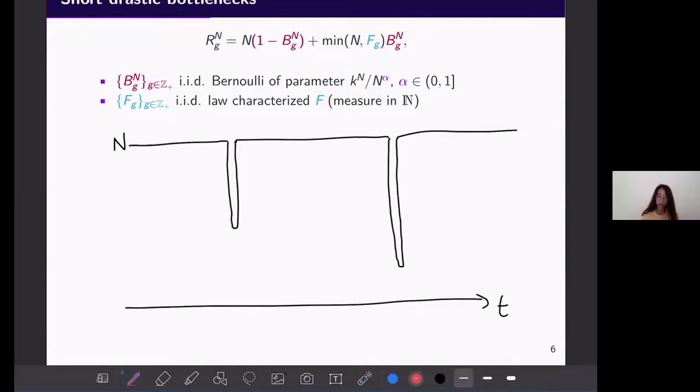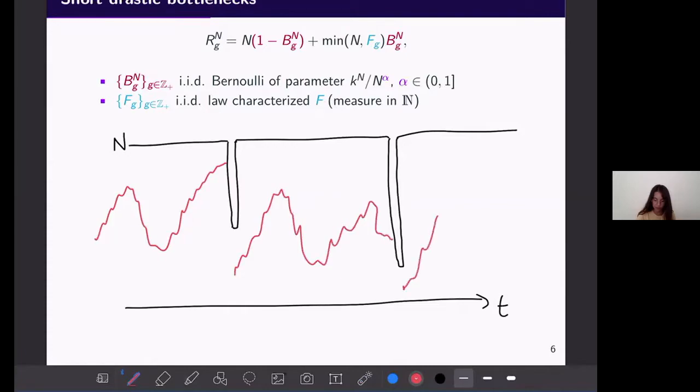What happens to the frequency processes in this case is that as n goes to infinity, outside the bottlenecks, the frequency will converge to the Wright-Fisher diffusion. But when it encounters the bottleneck, the population size becomes so small that its evolution is very random. There is a lot of noise, so the diffusion can jump and do like this. And here again, it can jump.